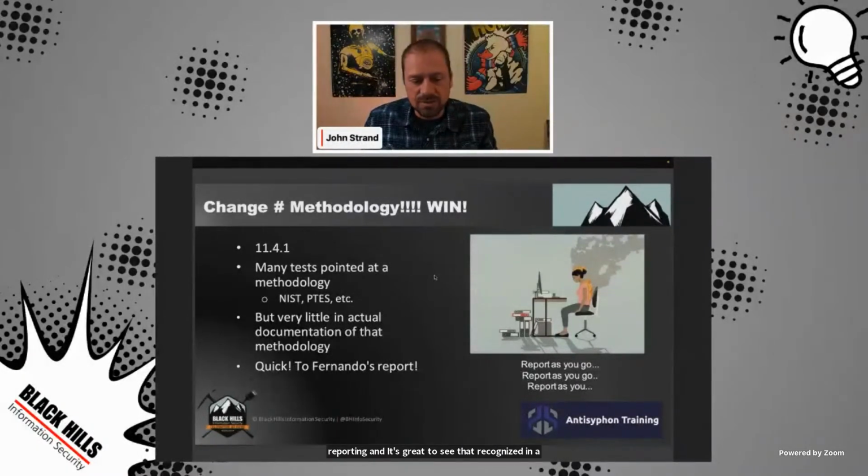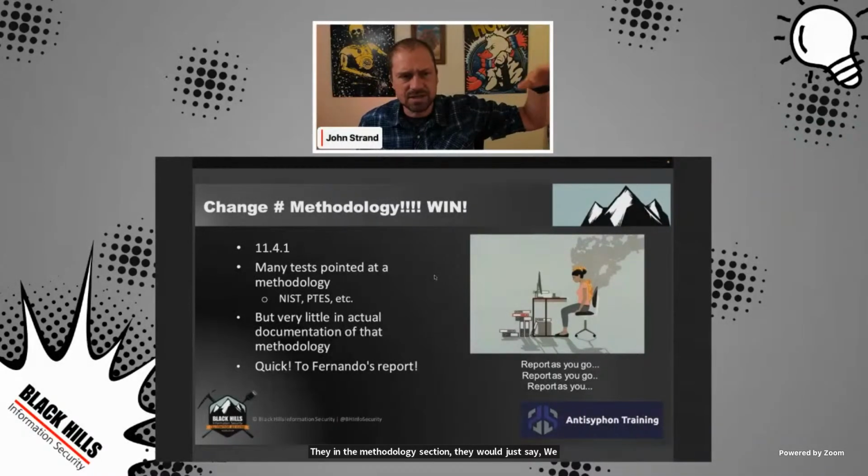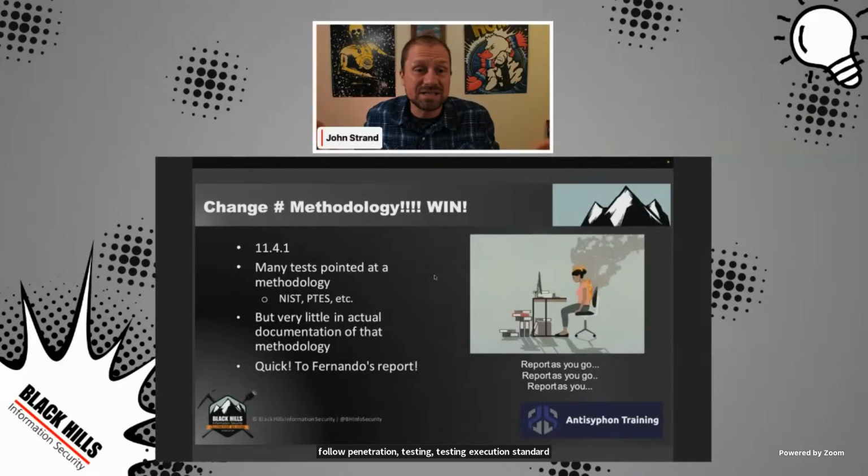So let me establish the problem statement. For years, when organizations would do a pen test, in the methodology section they would just say, we follow the Penetration Testing Execution Standard, OSSTMM, or NIST. And that's all that they said for methodology. That's it. And that's kind of garbage.